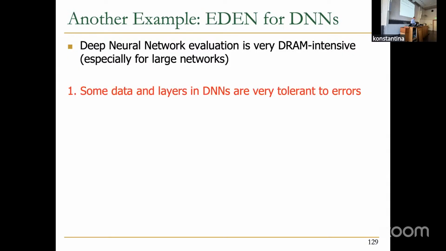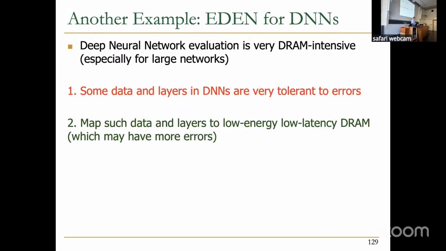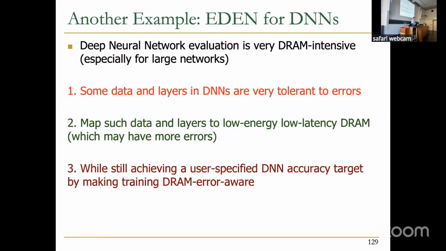And in this work, the idea is very similar to HRM in a sense. You identify the data and layers in deep neural networks that are very tolerant to errors, and you can quantify this. And you can map this data and layers to low energy, low latency DRAM that may have errors, as long as you can tolerate those errors. Maybe your accuracy is still good enough, if you do this sort of mapping while still achieving a user-specified accuracy target. And you can actually achieve this target by training your neural network in a different way, such that it's aware of these errors that are induced by, let's say, a low latency, low energy DRAM. That's the idea. This is a high-level idea again.